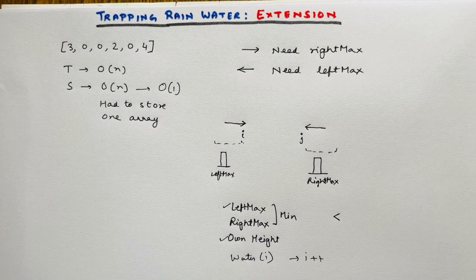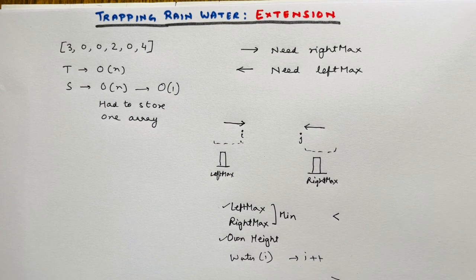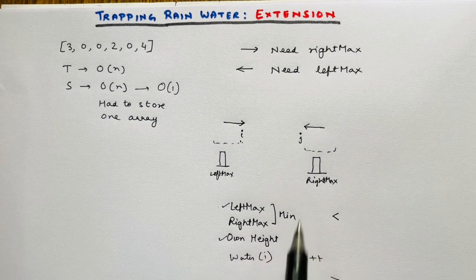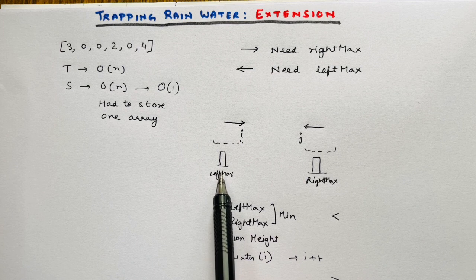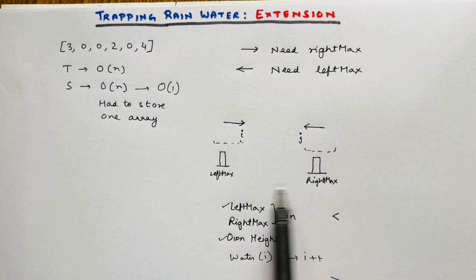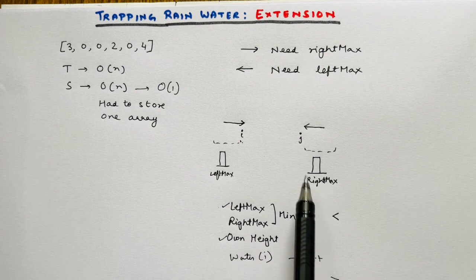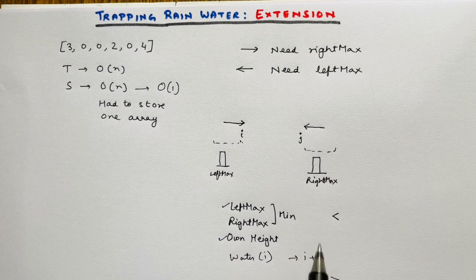Similarly, if right max was smaller here and left max was greater, that means for j, I would know the own height of j, but I would also know that since left max is greater for j, the minimum of left max and right max for j will be right max, and I can calculate the water at j.